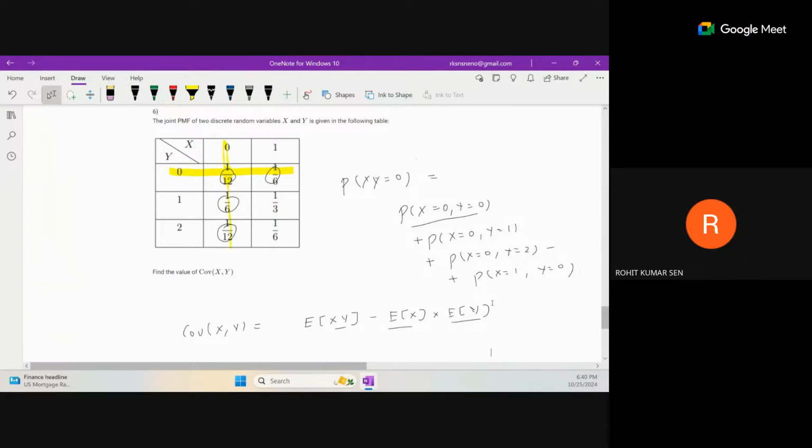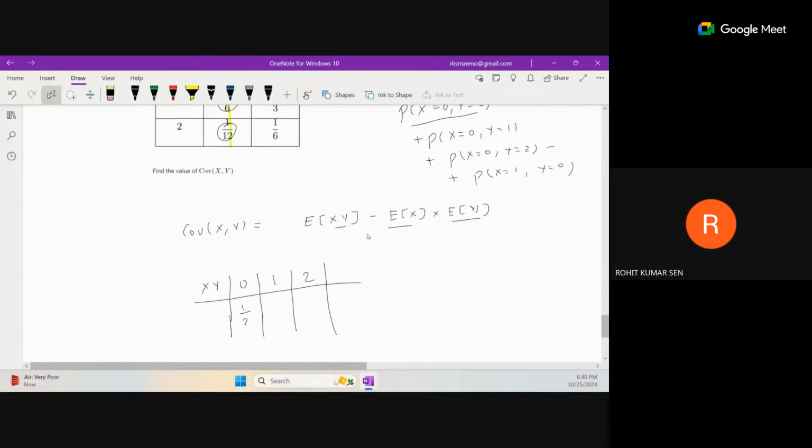So now it is clear what I have done here. How is the probability of xy equal to 0 found? These are nothing but my highlighted values. You add these values. So it is 1 by 12 plus 2 by 12 plus 2 by 12 plus 1 by 12. 2 plus 2, 4, 6. 6 by 12, that is 1 by 2.